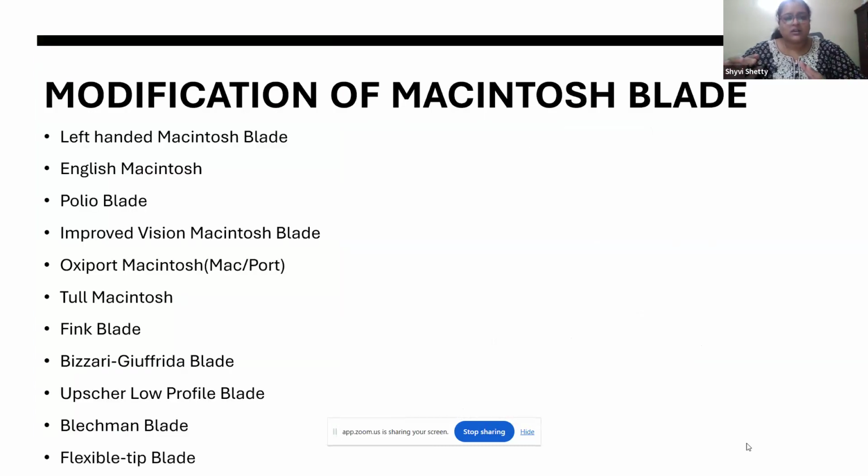These are some of the modifications of the Macintosh blade. To name a few, the Oxyport Macintosh is basically the one which will have a provision for oxygen insufflation. The Tull Macintosh would be the one which will have a suction port along with the blade, and quite a few others. These are all the modifications of the curved Macintosh blade.